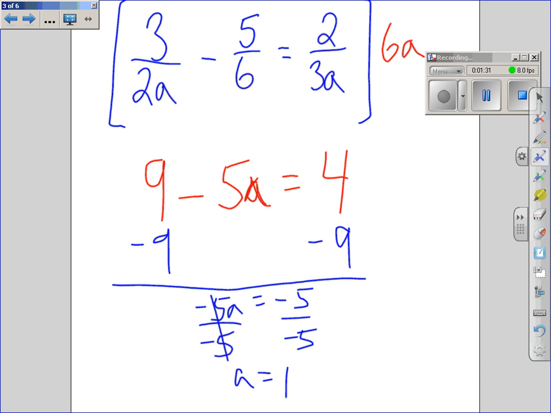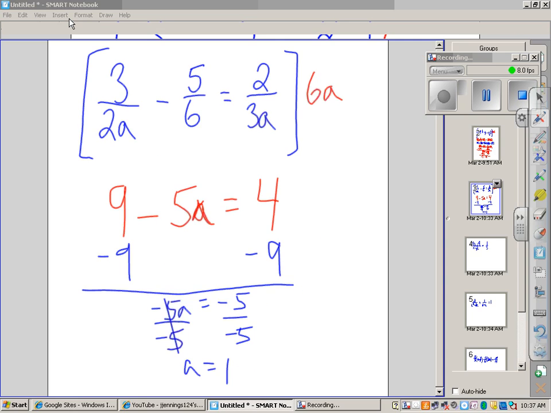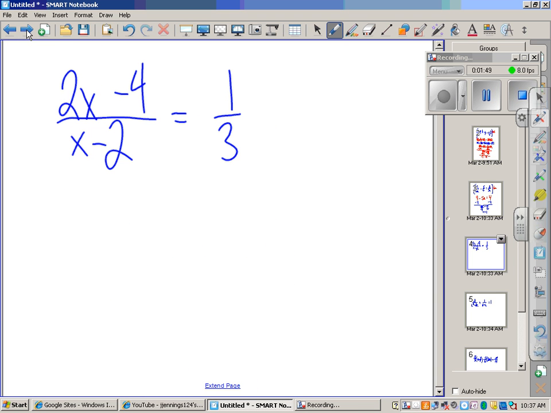So finding the LCD is probably the hardest part of this. In this case, everything's factored. We don't really have to worry about it: the number is 6 and the a is the only variable in there. Multiply through. Remember to multiply all three terms. Be careful of the minus sign here. And then we'll move on to the next problem.